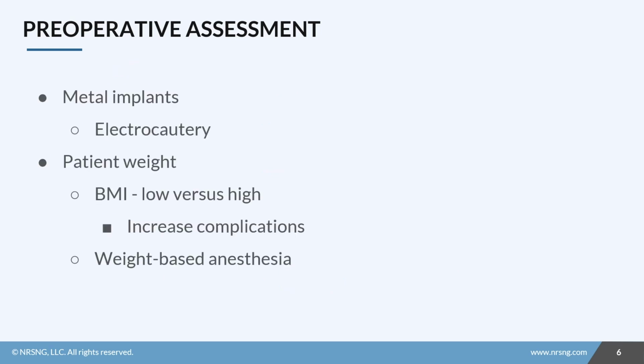So guys, we also need to know if the patient has any metal implants. This is because during surgery, we use electrocautery. This is a device that is used to cauterize, or in other words, seal a vessel closed and stop something from bleeding. So with this, a grounding pad must be used, and it can't be placed over a metal implant, which can cause a burn in your patient. And we have no time for that.